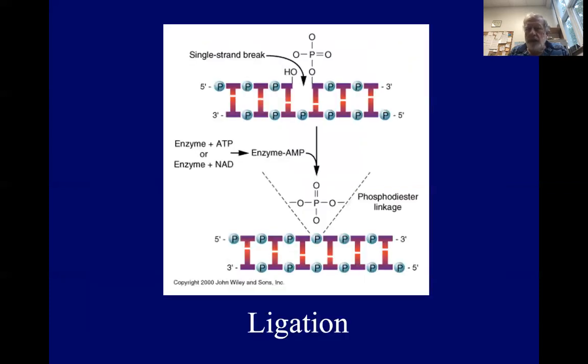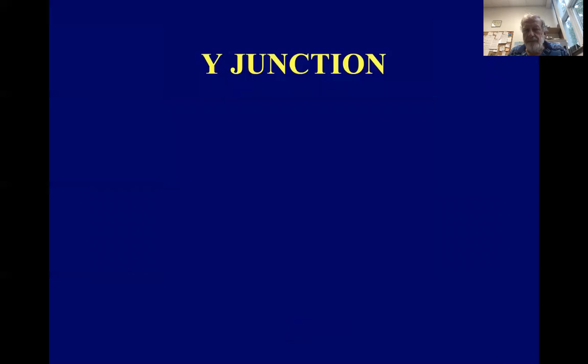So here's what a nick looks like up close. It's just a gap in the sugar phosphate backbone between 2 adjacent nucleotides. The P's there are the phosphates. The things that look like rungs of the ladder are the base pairs, of course. And then DNA ligase comes in and just plucks out the phosphate and creates a new bond that way.